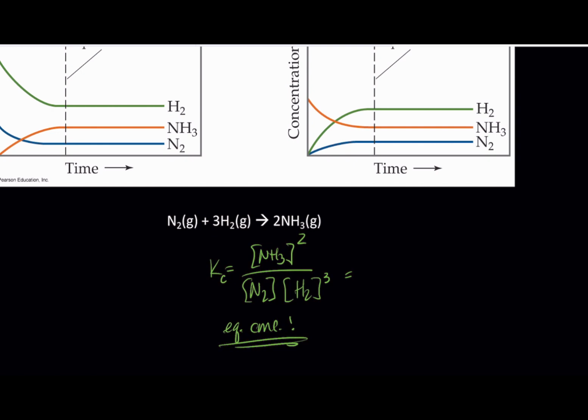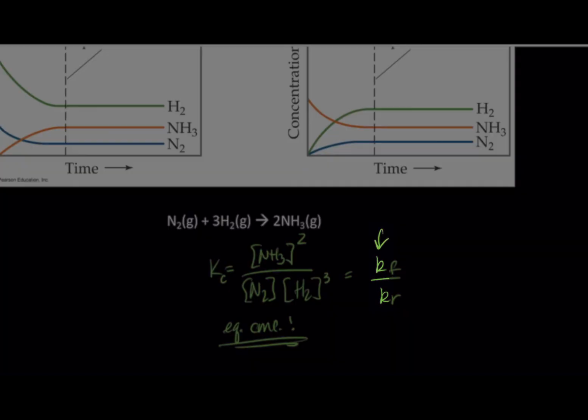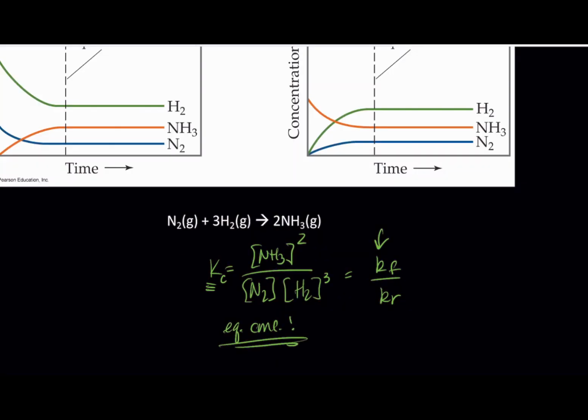And note that this is also equal to k forward over k reverse, not to be confused, in that Kc, the equilibrium constant in concentrations, is equal to the rate constant of the forward reaction over the rate constant of the reverse reaction. Note that these are lowercase k's, and this is a capital K. So be mindful about that.